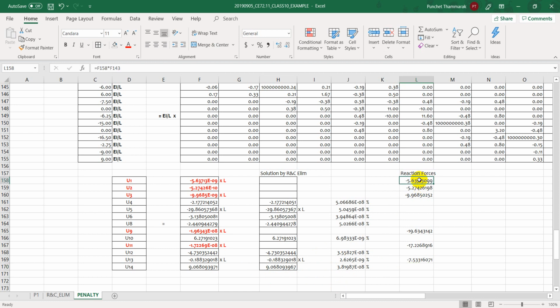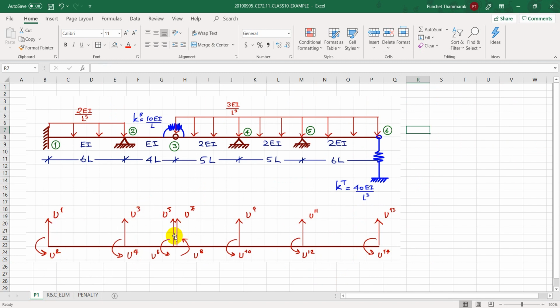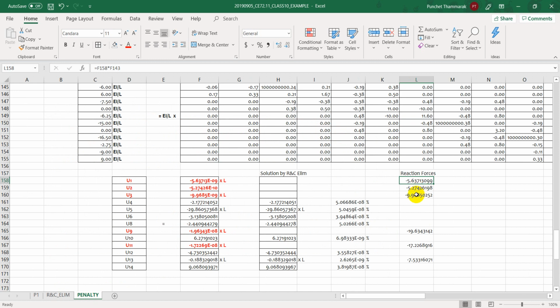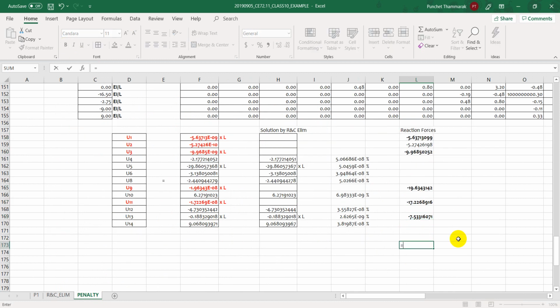Number 1, number 3, 1, 3, 9, 11, 13. If I sum all of them, oops, basically this has to be multiplied by a minus sign first in order to get that reaction.